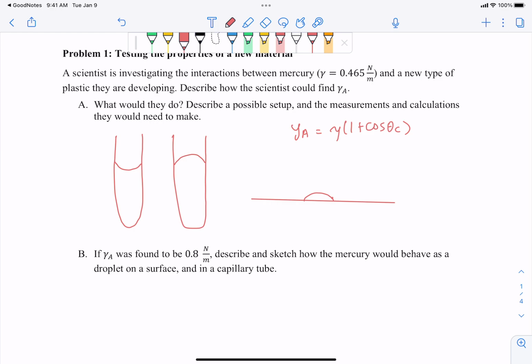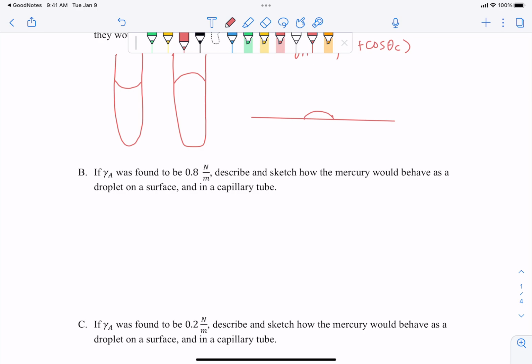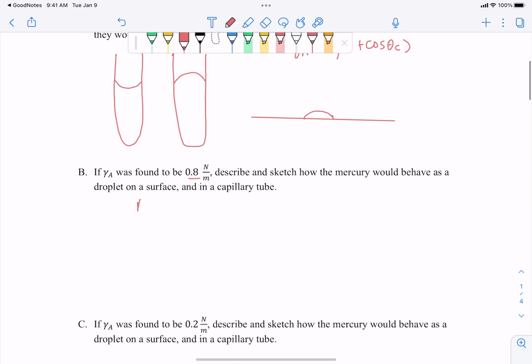Okay, cool. So for part B now, it's telling us if the adhesive surface tension was 0.8 newtons per meter, describe and sketch how the mercury would behave as a droplet on a surface and in a capillary tube. So if our adhesive surface tension is 0.8, and they said the interactions between mercury had a surface tension of 0.465. Well, what is this surface tension right here? What does that signify? Exactly, cohesion, right? So this is our cohesive surface tension, right?